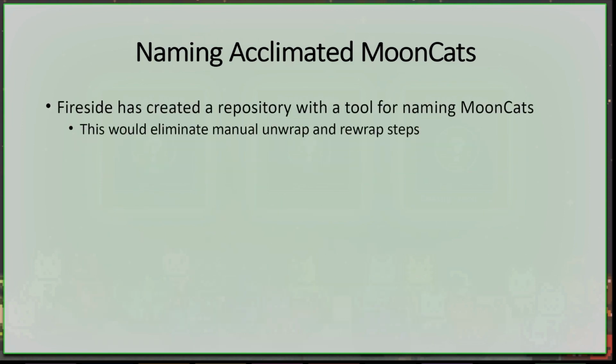Another thing that we see getting some pretty regular interest is, hey, how do I name acclimated MoonCats? Because the answer is you can't name acclimated MoonCats. You have to unwrap them. So Fireside has created a repository with a tool for naming MoonCats that are inside of the acclimated wrapper, which would basically eliminate manually unwrapping and rewrapping a MoonCat, which is a couple of contract calls that you have to do.